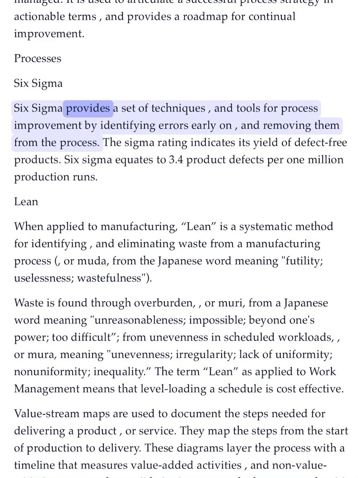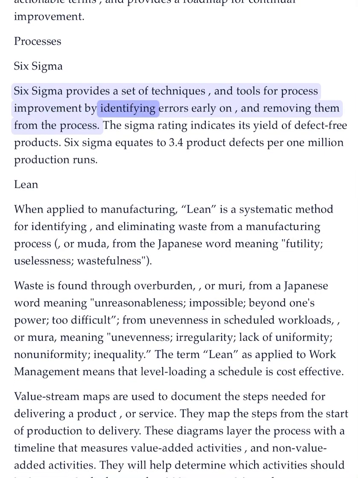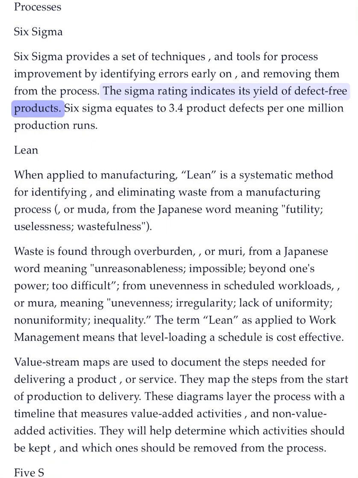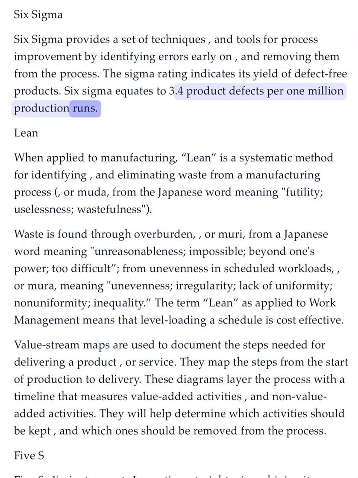Six Sigma provides a set of techniques and tools for process improvement by identifying errors early on and removing them from the process. The Sigma rating indicates its yield of defect-free products. Six Sigma equates to 3.4 product defects per 1 million production runs.